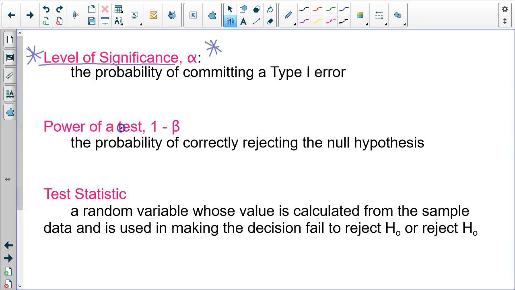It's called the power of a test. That's 1 minus beta, and that is the probability of correctly rejecting the null. What was beta? Do you remember? It was on a slide before this, and we're going to write it out. That way you'll understand the power of a test. What was beta? Beta is the probability of committing, yep, good, a type 2 error.